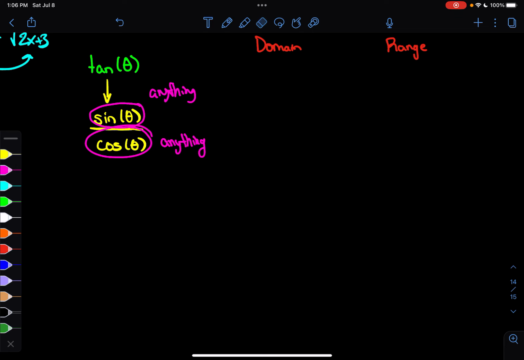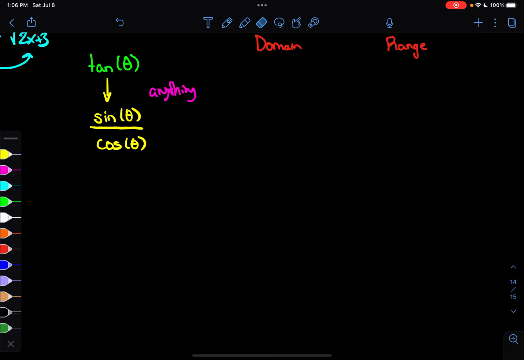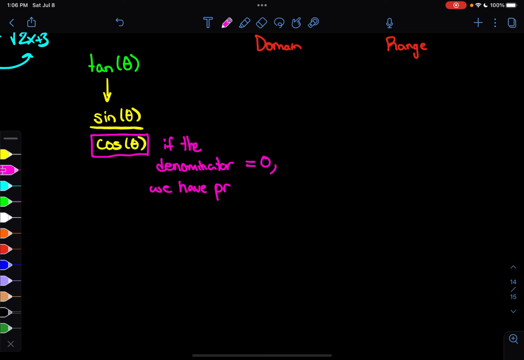But hopefully we recognize from pre-calculus 1 that this is a fraction. And fractions have problems when the denominator is equal to 0. So if the denominator equals 0, we have problems. Okay? And more specifically, if you also remember from pre-calc 1, we would get asymptotes is what these are called. We would get asymptotes. Okay, really fancy word, asymptotes.